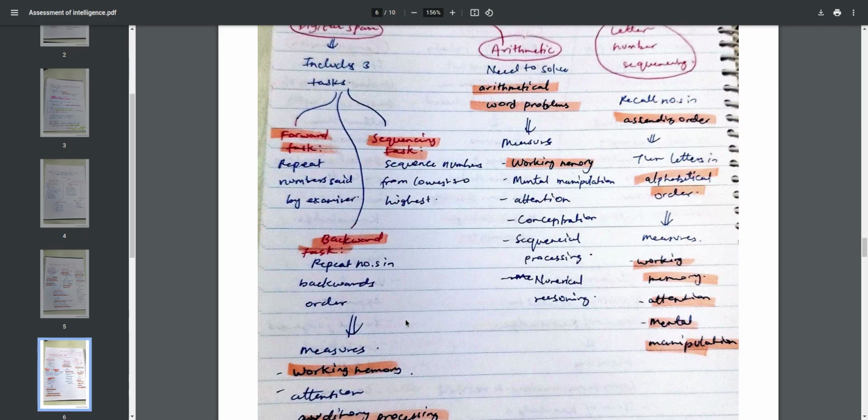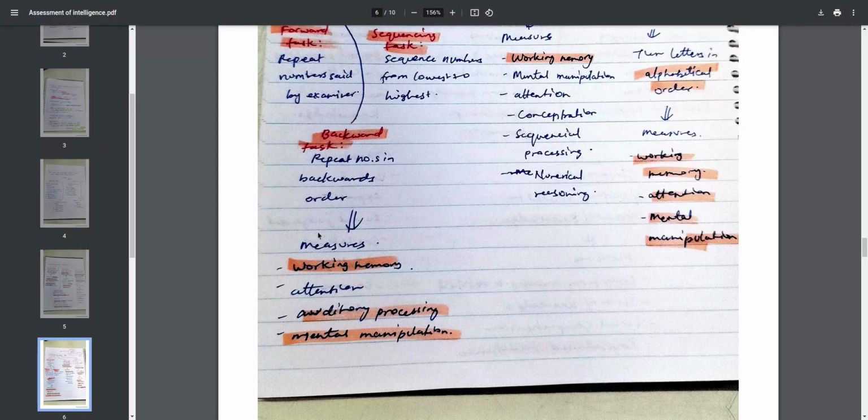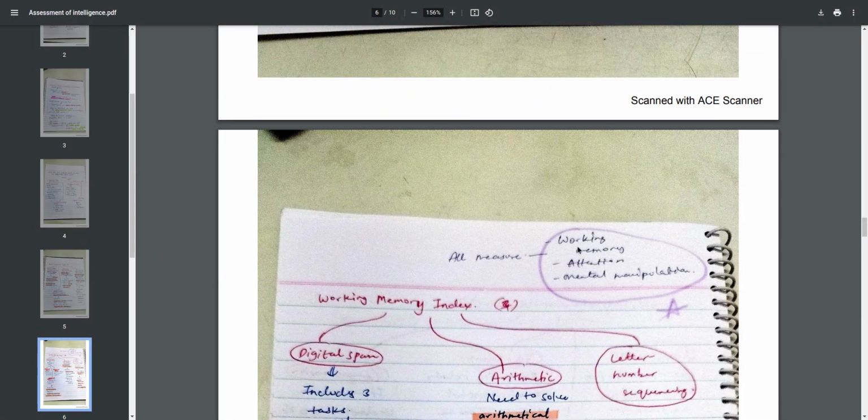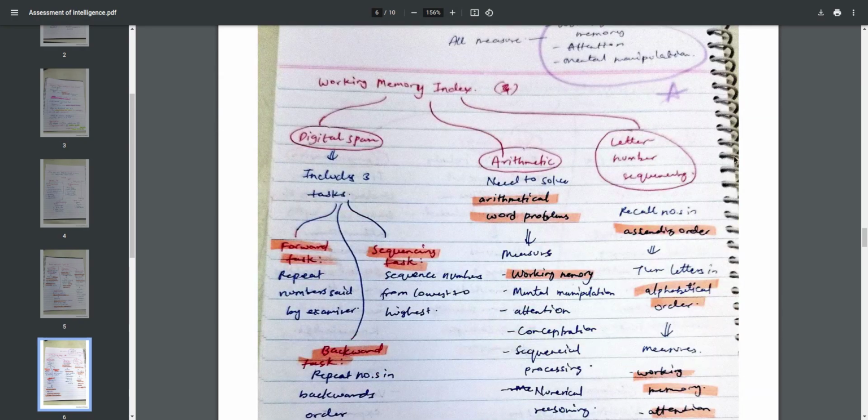Then, there is also a trick to know what it measures. Here, it's not only working memory; it's working memory, attention, and mental manipulation. So it's all common here. Then in arithmetic, they just have to solve arithmetical word problems, basically maths problems. Then letter number sequencing. The same way, they are given a set of numbers and a set of letters. Here they are asked to recall the numbers in ascending order like the sequencing task earlier, and also recall the letters in alphabetical order.